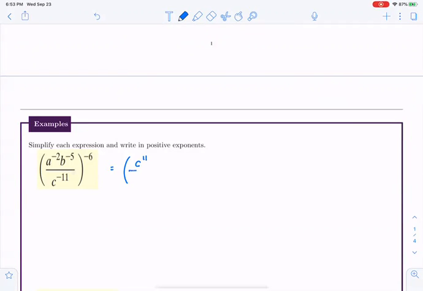If a raised negative 2 moves to the denominator, it becomes a raised positive 2. If b raised negative 5 moves to the denominator, it becomes b raised positive 5. And I apply negative 6. And that would give me c raised negative 66 divided by, well, I don't want to skip a step.